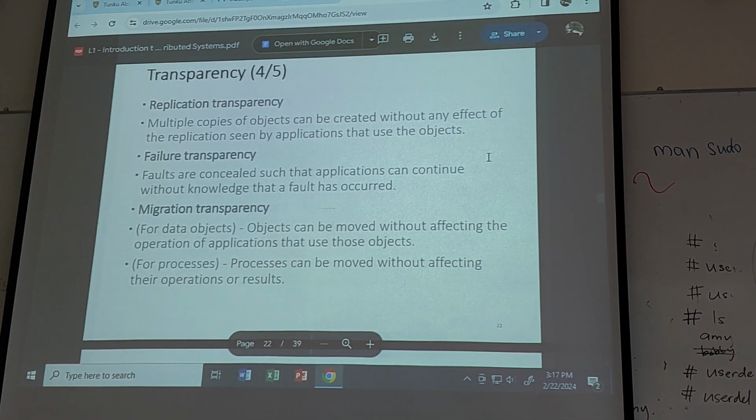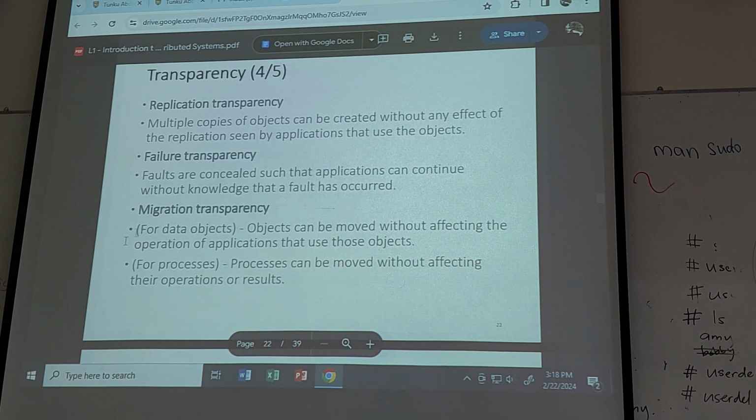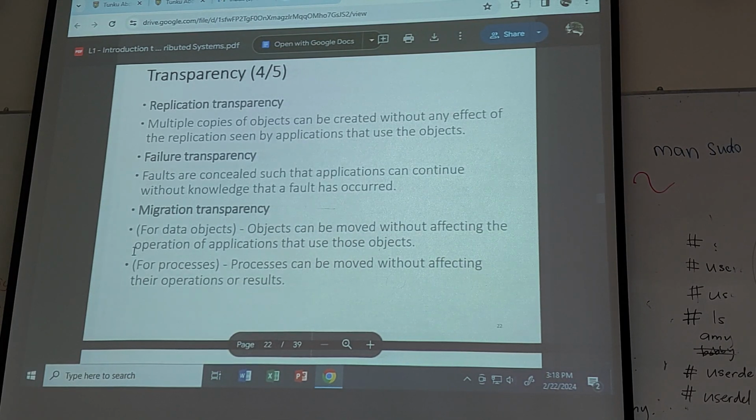Okay, failure transparency, I've talked about it many times. When there's a fault, the system automatically switches to another place without the user experiencing it or knowing the fault has happened. Okay, migration transparency means I need to migrate. For example, I need to service the server, so you need to migrate. Okay, you have to migrate two things. First, the process. The second one is the data, or both.